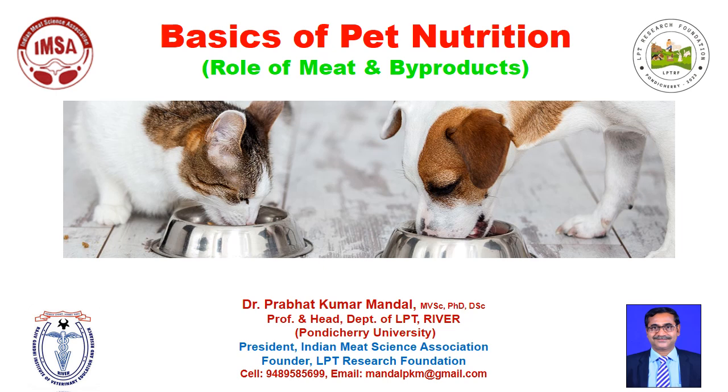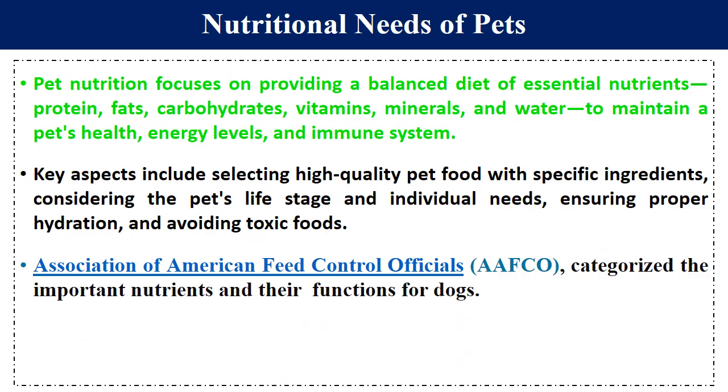And finally I will talk about the vitamins and minerals, the fat soluble vitamins, the water soluble vitamins, and finally the minerals like macro minerals and micro minerals. So overall, a basic understanding of pet nutrition is required for the formulation of pet foods using the meat and byproducts. First, let us understand the nutritional needs of pets.